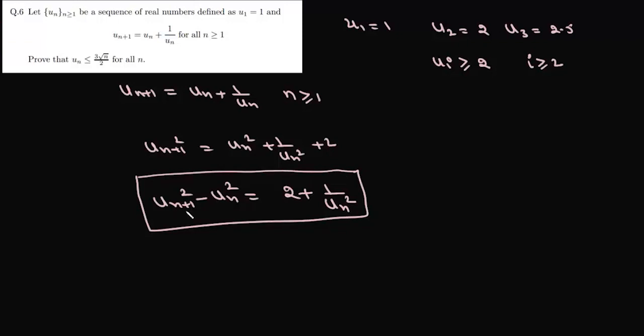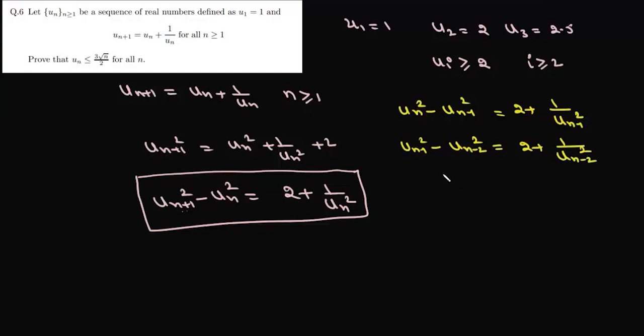Since we need un, we are not going to start with n+1, we have to start with un. So we can write un² - (un-1)² = 2 + 1/(un-1)². Next one will be (un-1)² - (un-2)² = 2 + 1/(un-2)², and we will continue up to u2² - u1² = 2 + 1/u1².